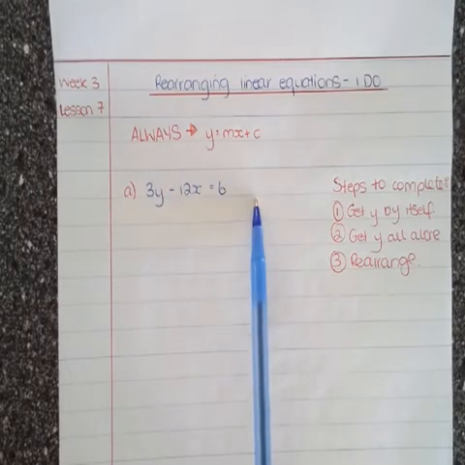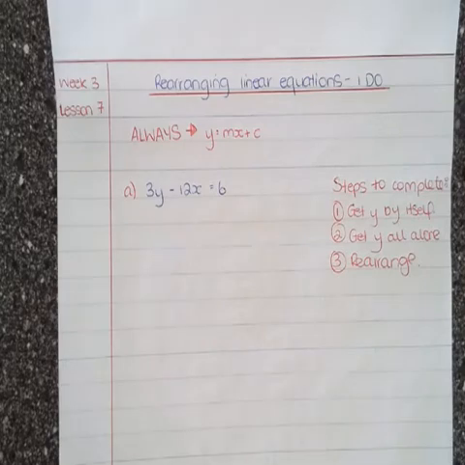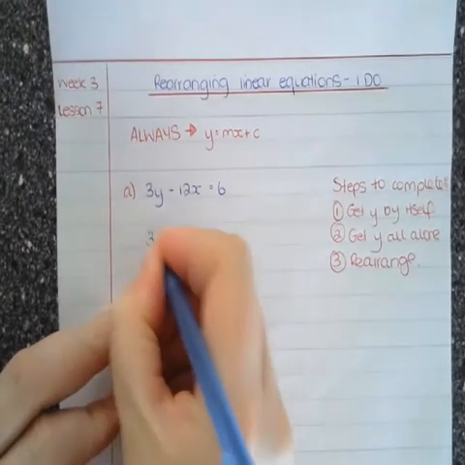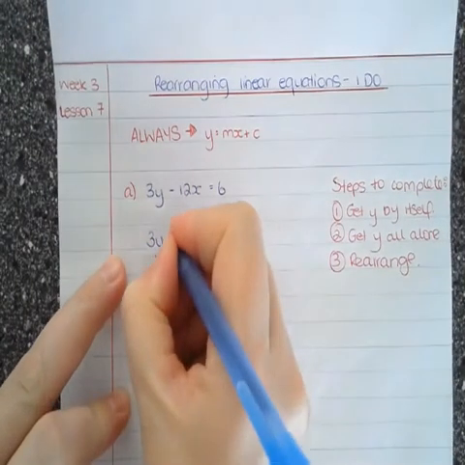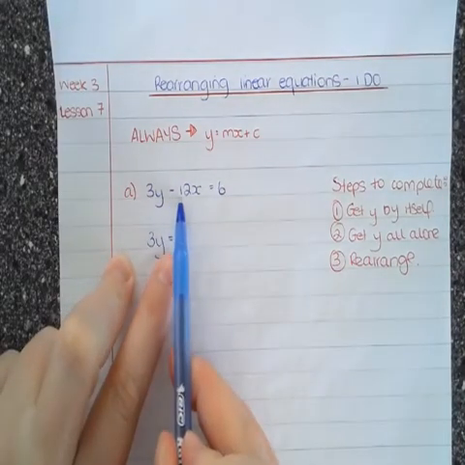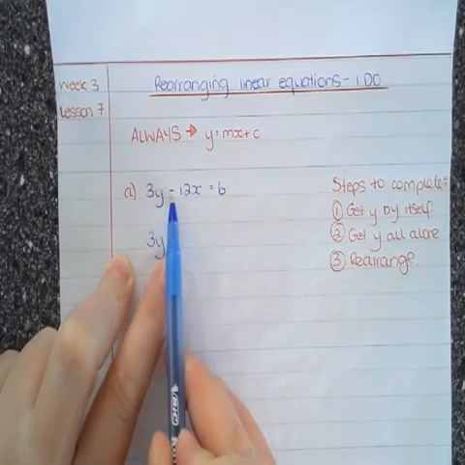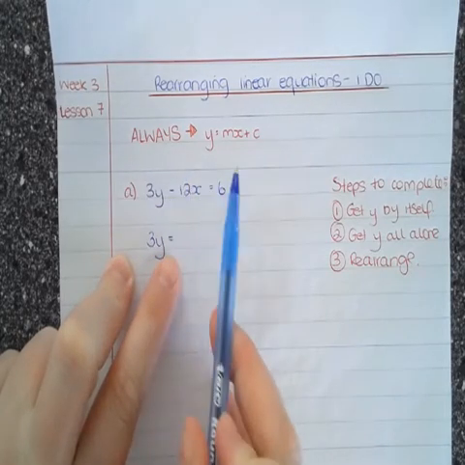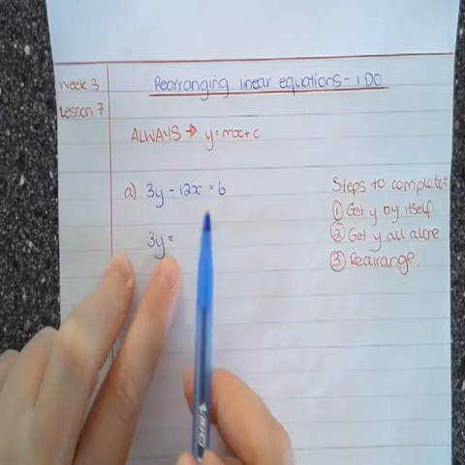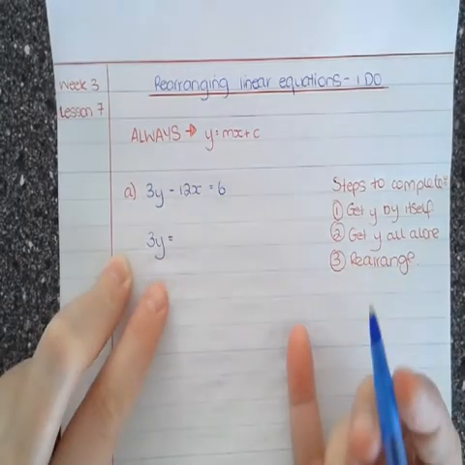To do that, we need to move it across. When you move something across, you do the opposite. So we'll start by, we keep our 3y, we're only moving one at a time. So 3y equals, when we have our minus 12x here previously, it's a minus. When you move it across the equal sign, it's going to become the opposite. So because it was a minus, it's now going to become a positive number.